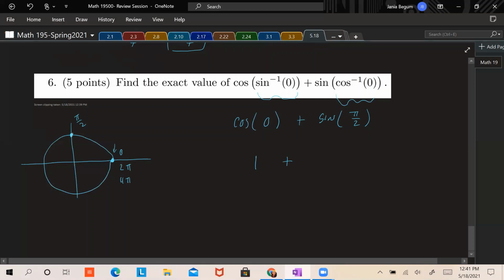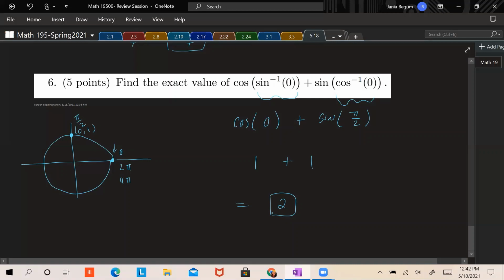So again, you're looking at this point. We have 0, 1 as the terminal point. So sine is the y-coordinate. So sine of pi over 2 is 1. And then we add them up so that the result is 2. Any questions?